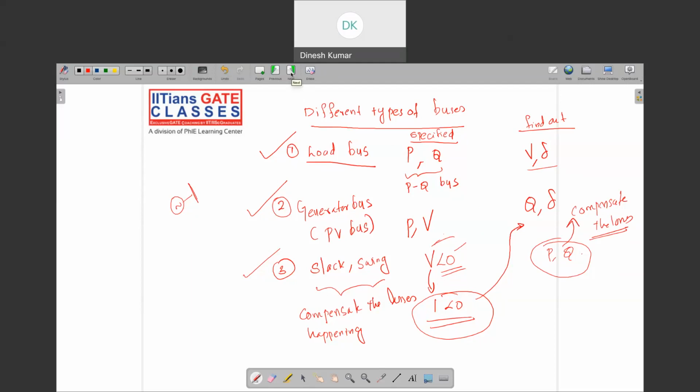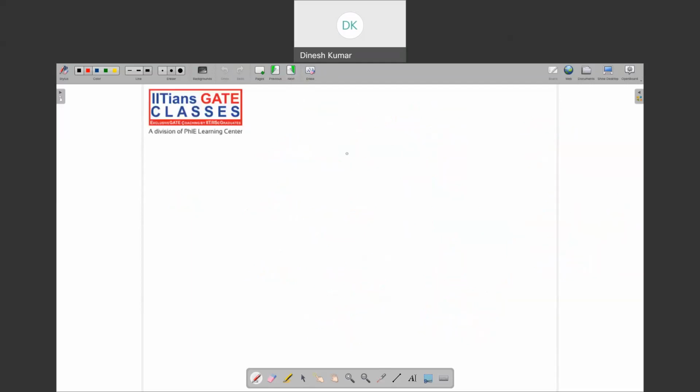So what is the outcome of a load flow study? That is, we have to find all the voltages and the corresponding angles in all buses. Then find P and Q, that is, the real power and reactive power in all the buses.